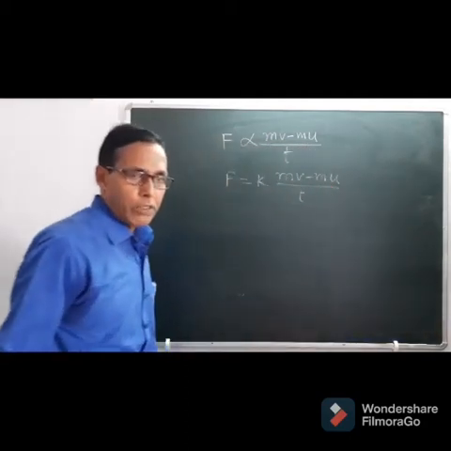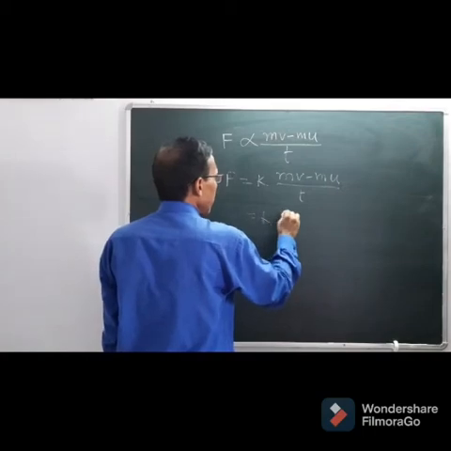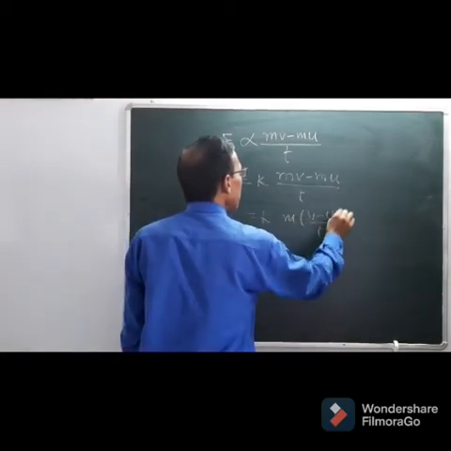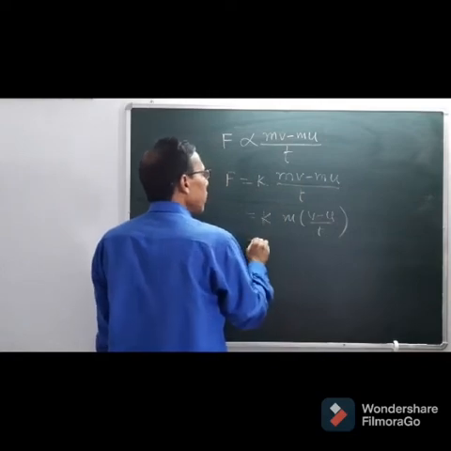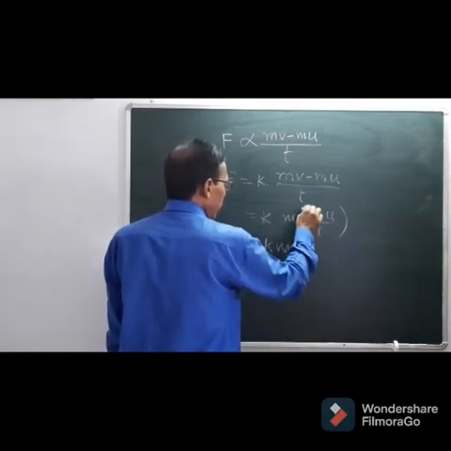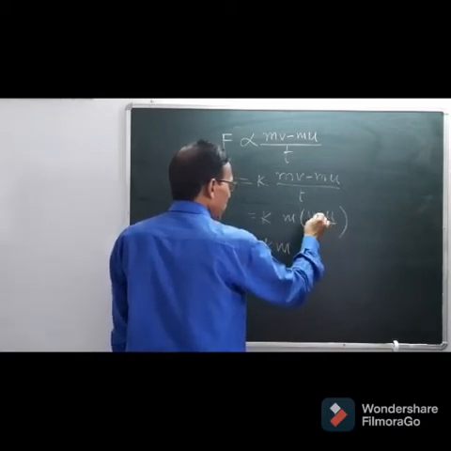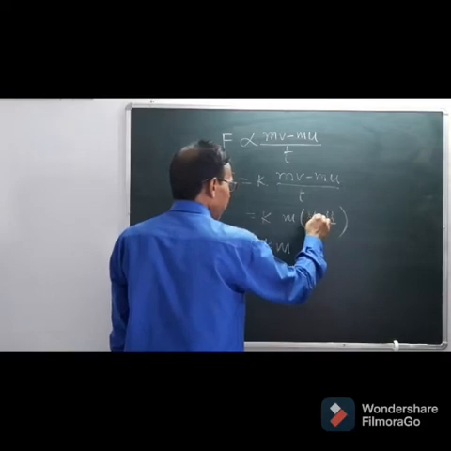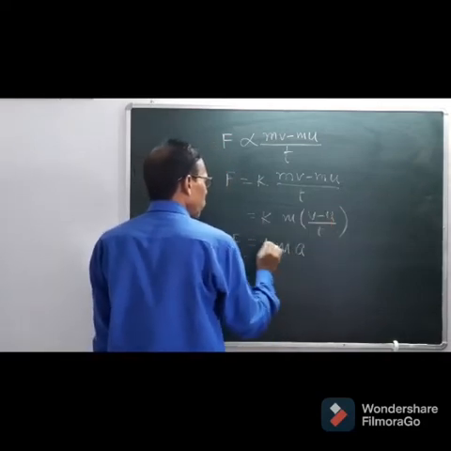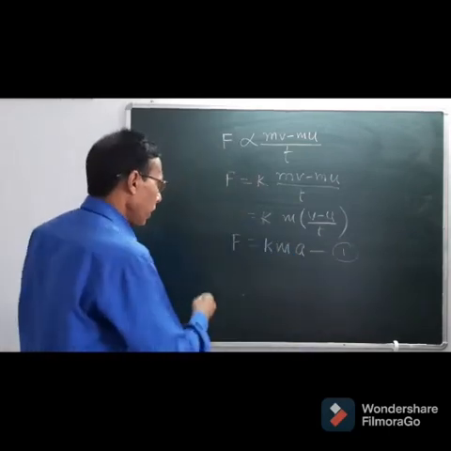And here we take F is equal to k, m is common, so (v minus u) by t, which is equal to km, and we know that acceleration is equal to change in velocity by time. So a, so F is equal to kma. Suppose it is equation 1.